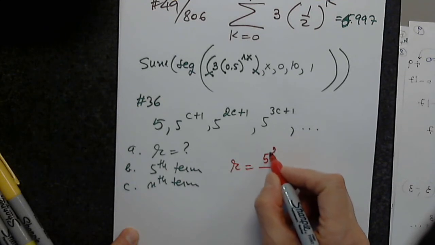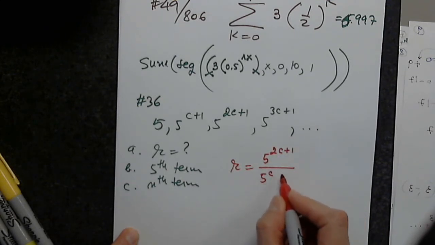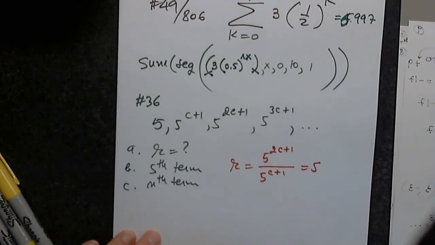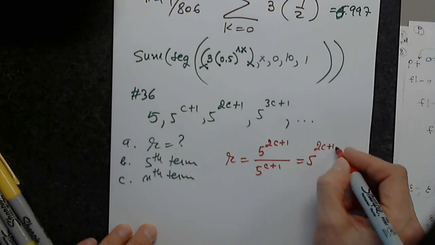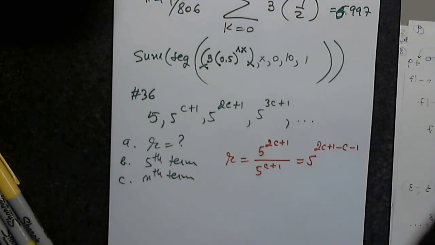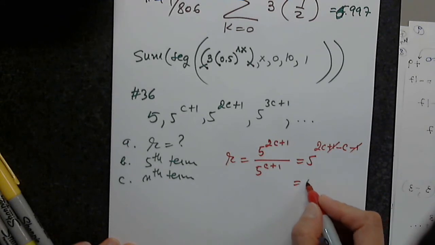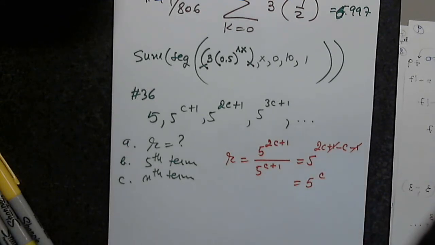Okay, so 5 raised to 2C plus 1 over 5 raised to C plus 1. Copy the base, subtract the exponents: 2C plus 1 minus C minus 1. We have the same base. Copy the base, that's the rule, right? Copy the base, subtract the exponents. From the power of the numerator, subtract the power of the denominator. 2C minus C is C. Negative 1 with positive 1 go away. So this is 5 raised to C. So that's the common ratio.